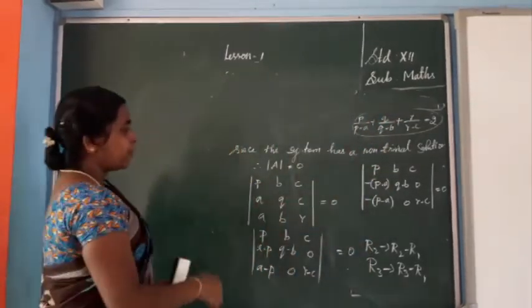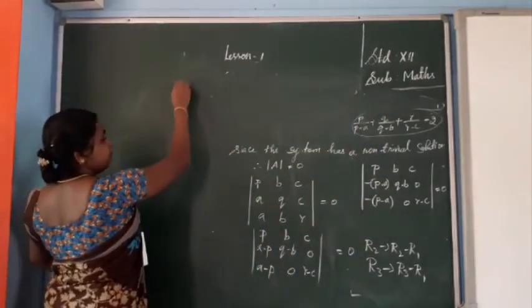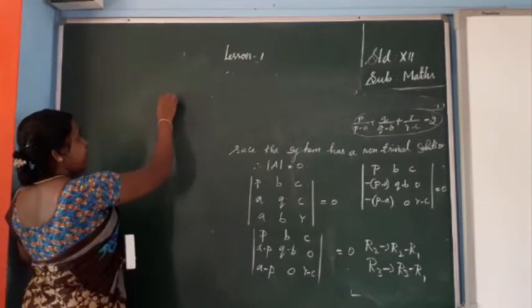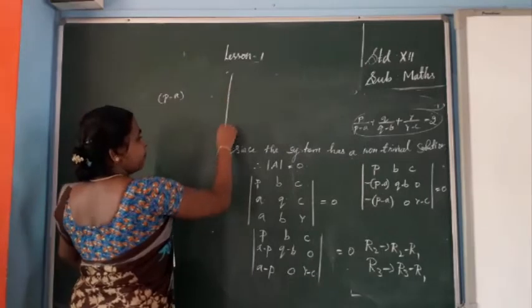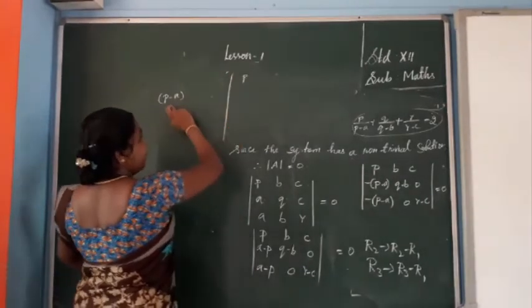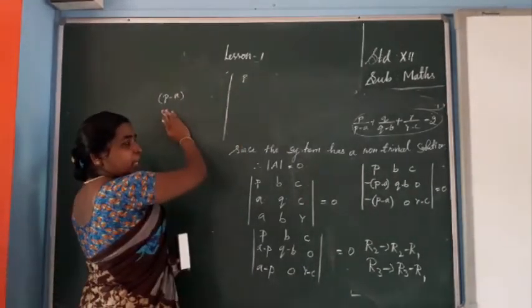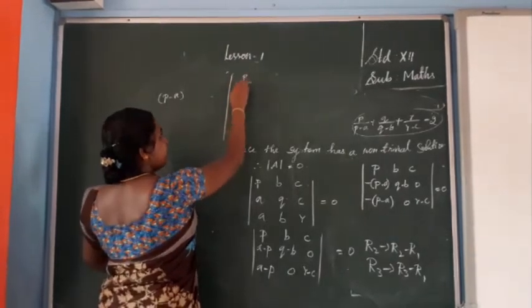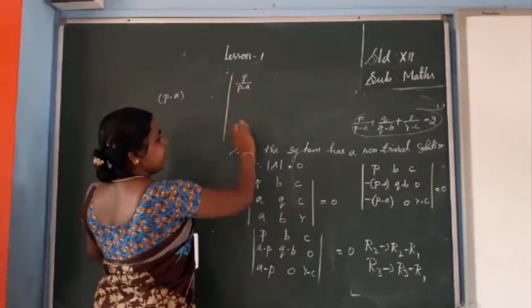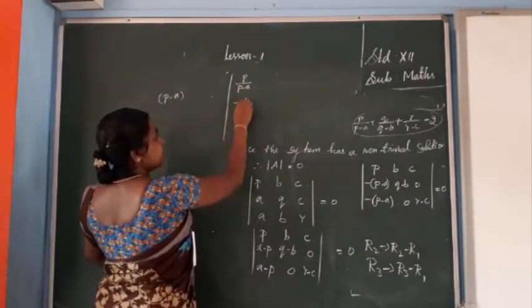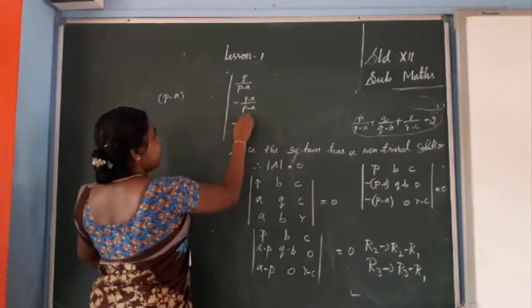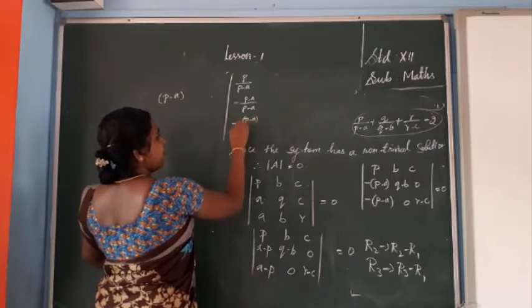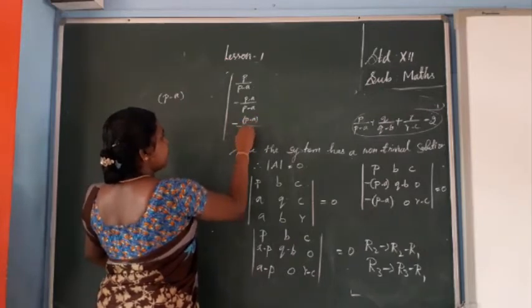Okay, next step. You see the next step? So I am going to multiply c1 by p minus a. So c1 is p. So multiply and divide. Multiplication I am doing outside. Division I am doing inside. Okay, p minus a. Next part, minus p minus a by p minus a. Next one, minus p minus a by p minus a. Okay.